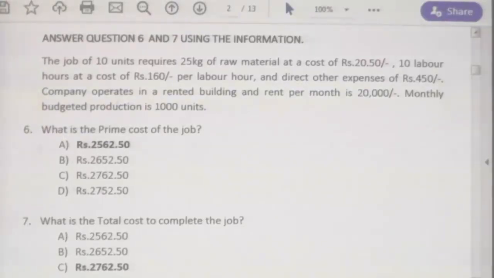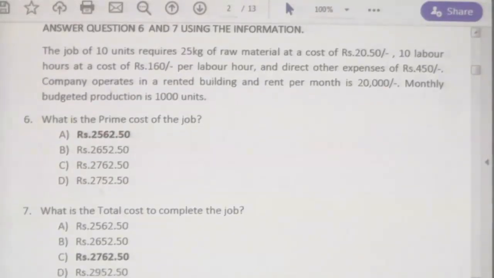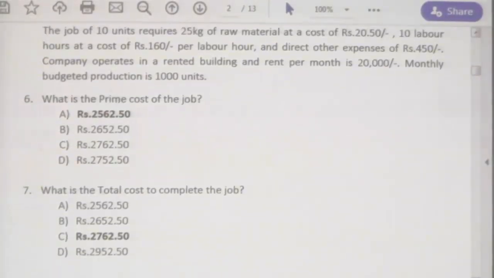Now let's move into question number 5. They clearly mention that to answer questions number 6 and 7, we have to use this description. Right. Let's take this description. The job of 10 units requires 25 kilograms of raw material at a cost of 20.5, 10 labor hours at a cost of 160 rupees per hour, and direct other expenses of 450 rupees. The company operates in a rented building, rent per month is 20,000, and monthly budgeted production is 10,000 units.